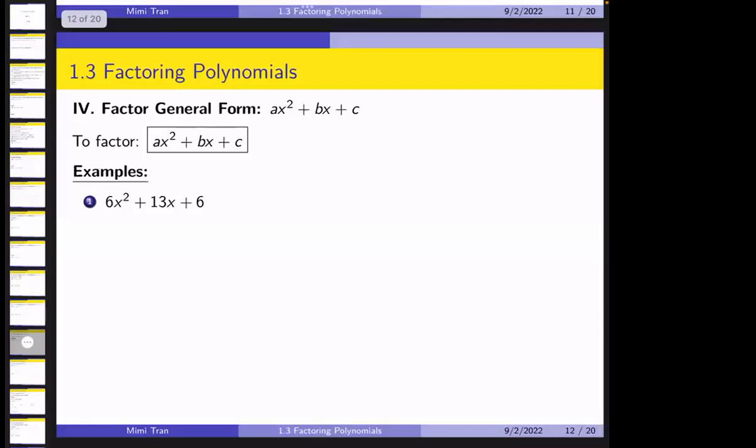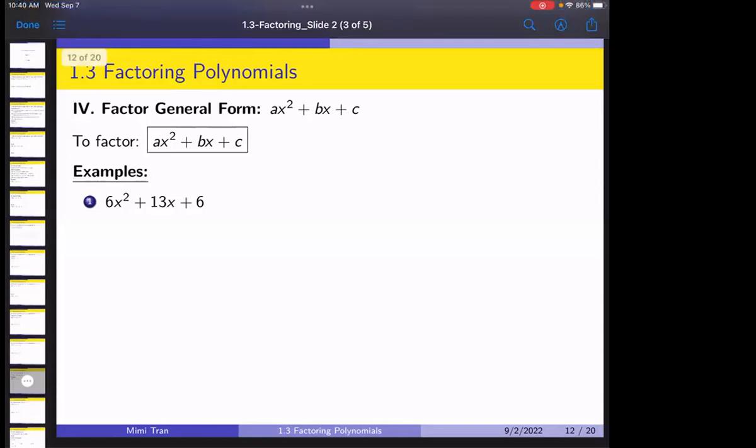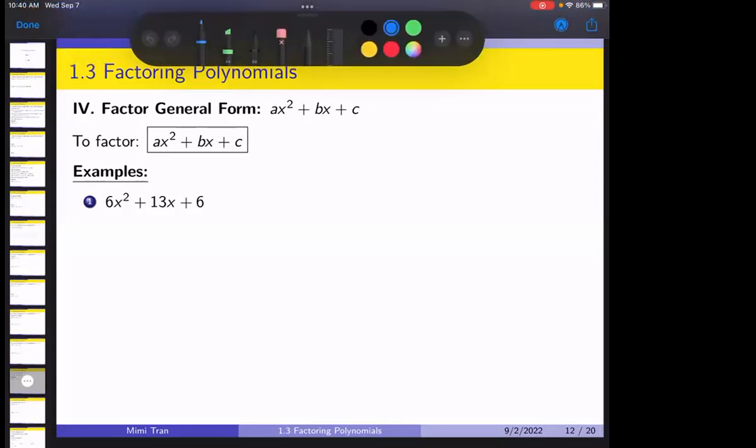The form ax squared plus bx plus c, and a is not 1. Right? So same thing, I'm recording the AC method. That means I want to find the product, which is a times c, and then the sum is b. I want to find two numbers. When you multiply, it's equal to AC, and when you add, it's equal to B.